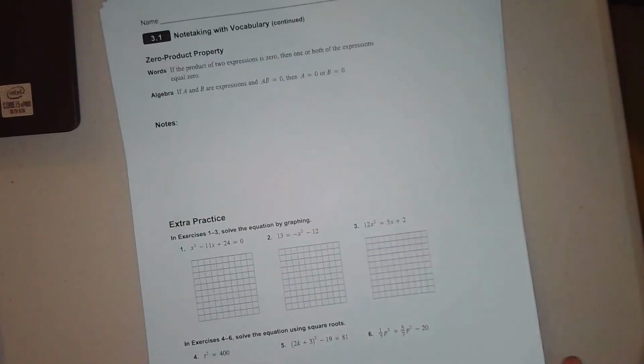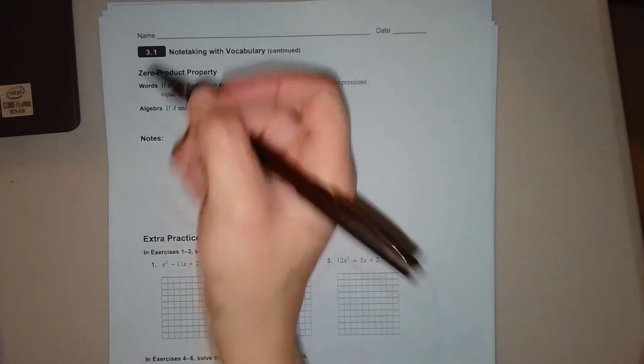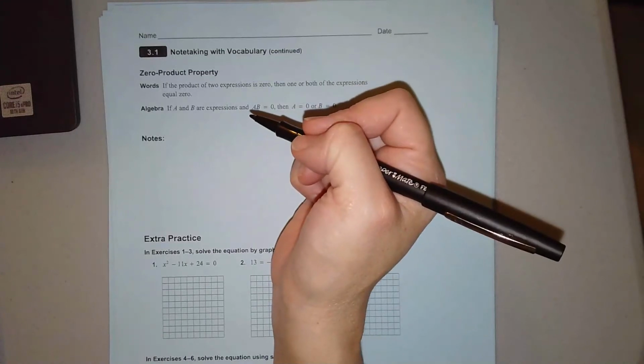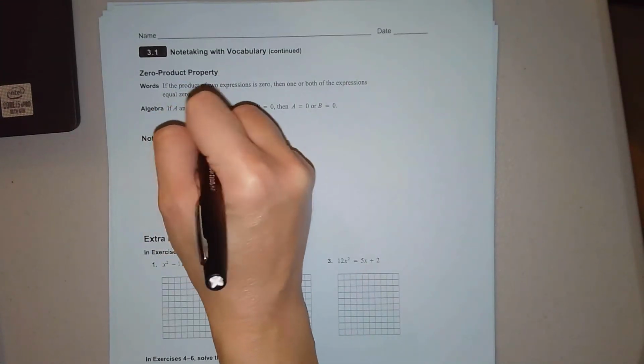So I'm on page 48. Zero product property, just as we've already kind of used that. It's what you do after you factor and you set those equal to 0. So let me show you another example.